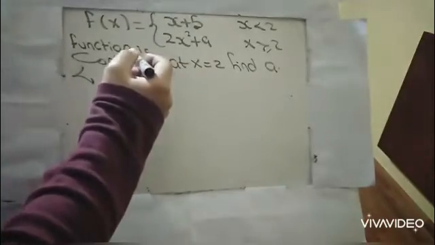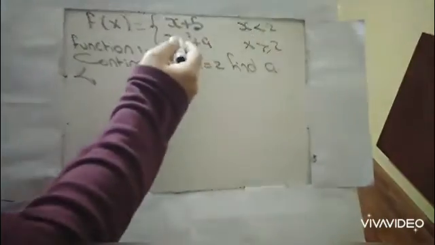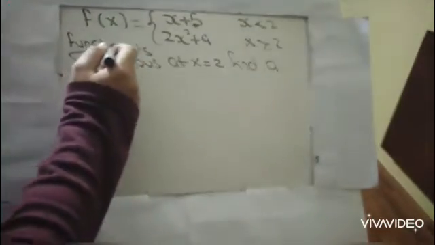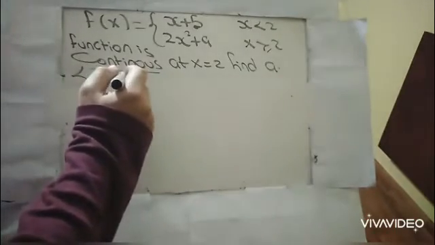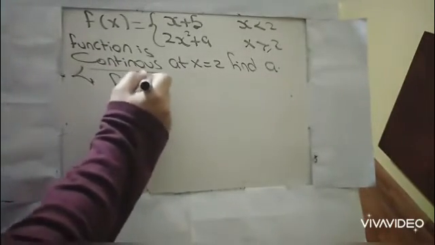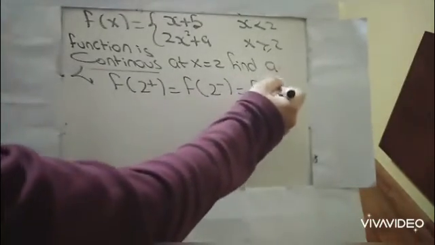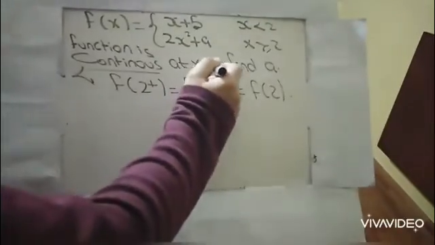Our last example. If f(x) equals x plus 5 when x is smaller than 2, and 2x squared plus a when x is greater than or equal to 2. I'm telling you here that the function is continuous. What's the meaning of continuous? It means f(2) positive equals f(2) negative equals f(2) itself. We said this in the first term. I'm telling you it's continuous at x equals 2.